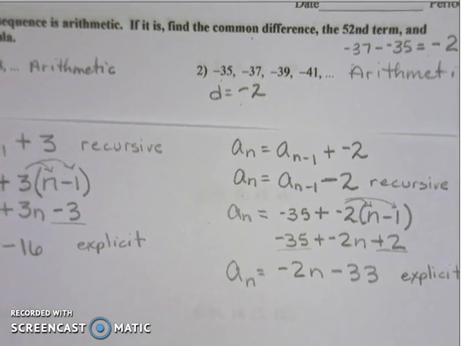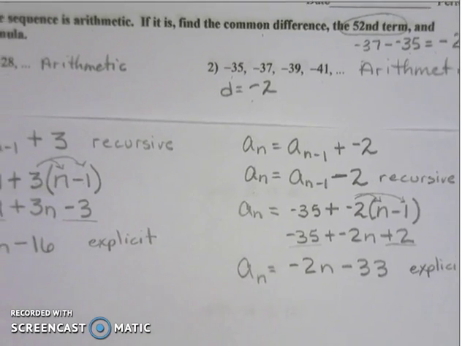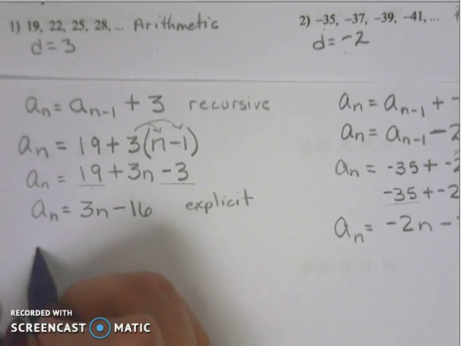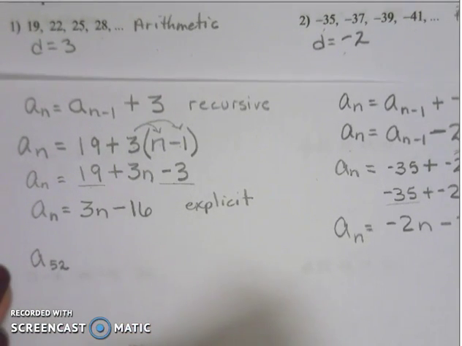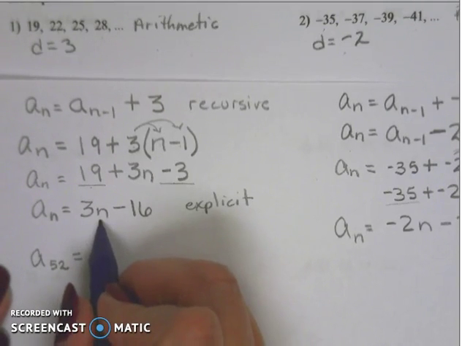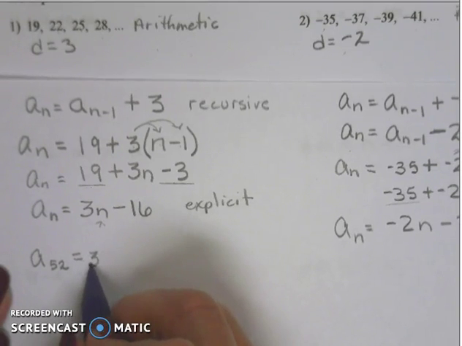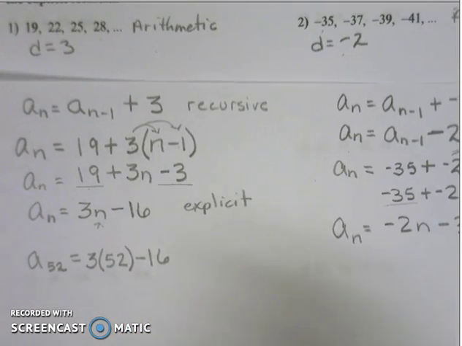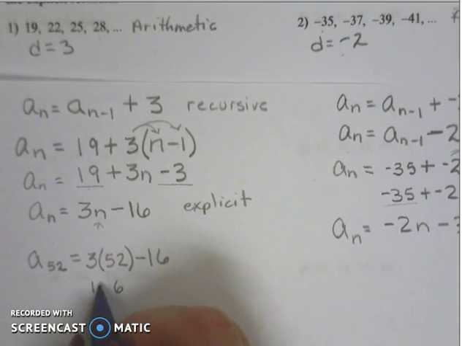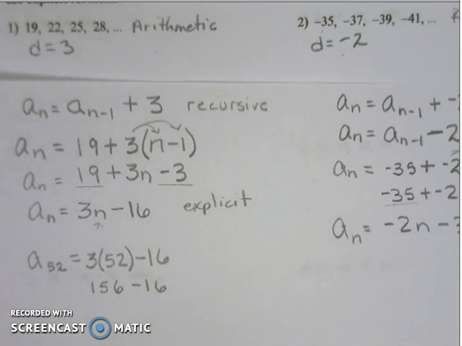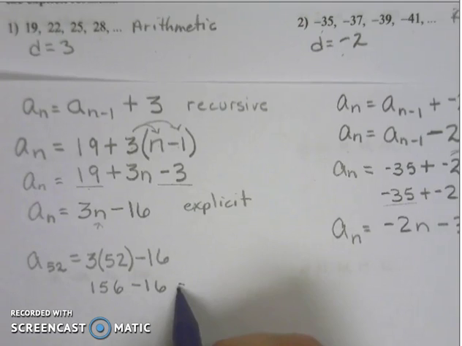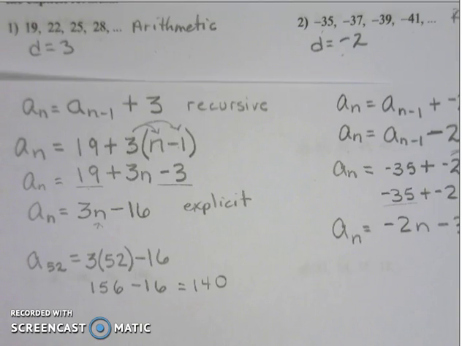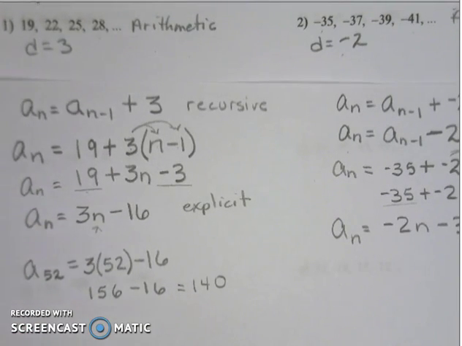The last thing that this asked for was my 52nd term. To find the 52nd term, it's a sub 52, and I'm going to plug this 52 into where the n is. So 3 times 52 minus 16. Well, 3 times 52 is 156, minus 16. And I believe that that will give me 140. That gives me my 52nd term.